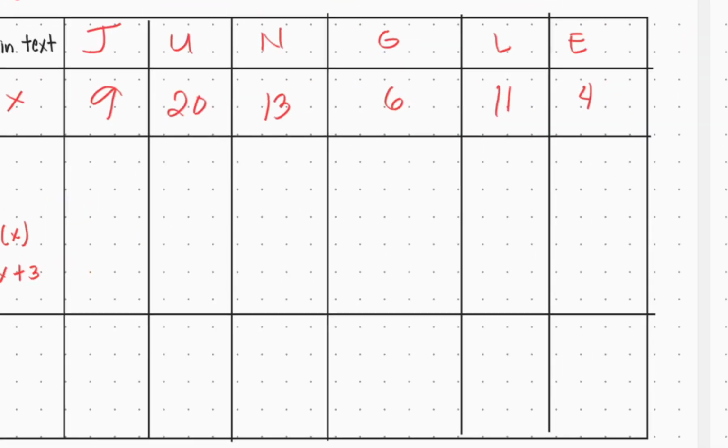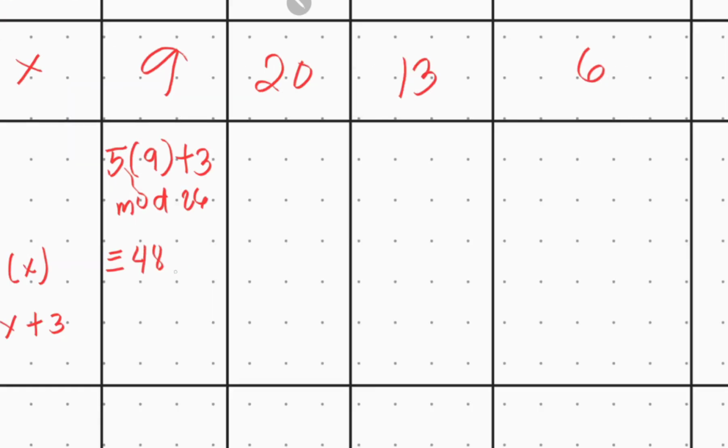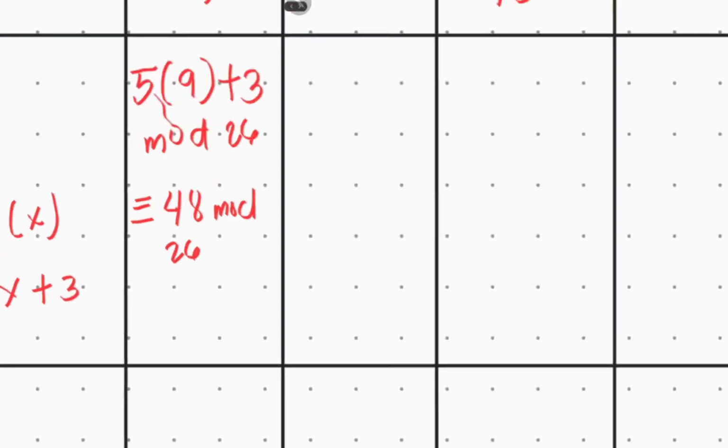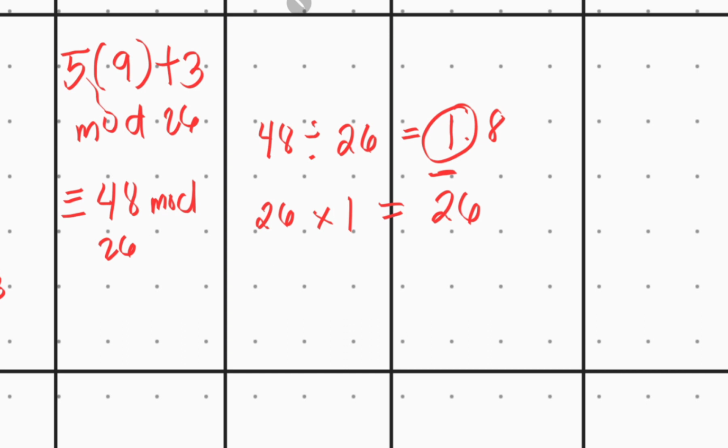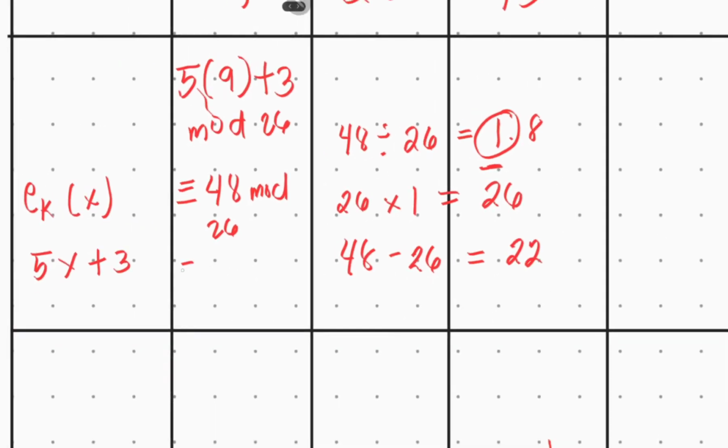In doing so, we will substitute our integers for x. So we're going to have 5 times 9 plus 3 modulo 26, which is congruent to 48 modulo 26. To get the encryption, we divide 48 by 26 and we get 1.8. So we take the whole number, 1. 26 multiplied by this whole number gives 26. Subtract 26 from 48 and you will get 22. So now the answer is congruent to 22 modulo 26.